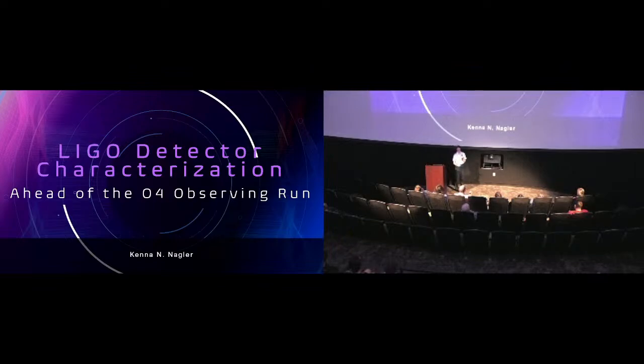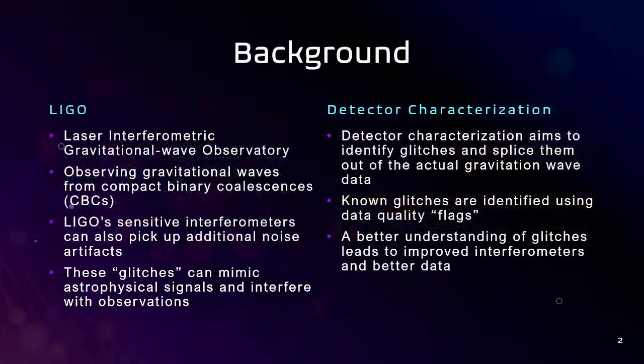Like you said, I'm Kenna Nagler, and I'll be talking about LIGO detector characterization ahead of the O4 observing run. So a little bit of background, as most of you know, LIGO is the Laser Interferometric Gravitational Wave Observatory, and they observe gravitational waves from compact binary coalescences, or CBCs. Their detectors are extremely sensitive, so while they're picking up those gravitational waves, they also tend to pick up extra noise that they don't want. And these glitches can sometimes mimic astrophysical signals, and they also just generally interfere with the gravitational wave data that researchers are actually trying to analyze.